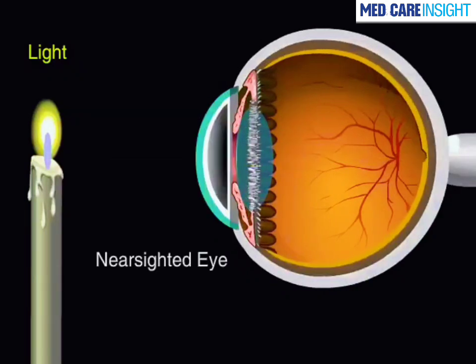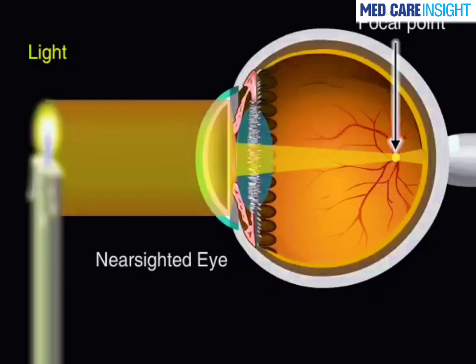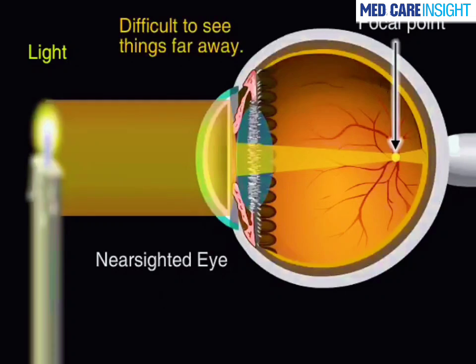But what happens if the eye is longer than normal? The longer the eye, the more distance there is between the lens and retina. But the cornea and lens still bend light the same way. That means the focal point will be somewhere in front of the retina rather than on it. This makes it difficult to see things that are far away. A person with a long eye is said to be nearsighted.